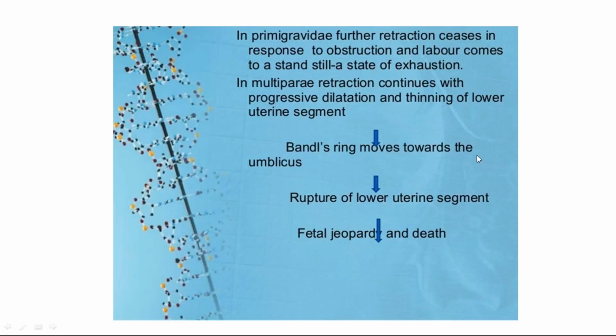Right? So now see the response of the uterus. When there is some problem with the passage or with the passenger, in a primigravida the reaction will be different from that in a multi. So in a primigravida, the uterus thinks there is some problem somewhere. I'm not able to push this baby down. So let me keep quiet. Right? So it will go into a state of relaxation. That means it goes into uterine inertia.